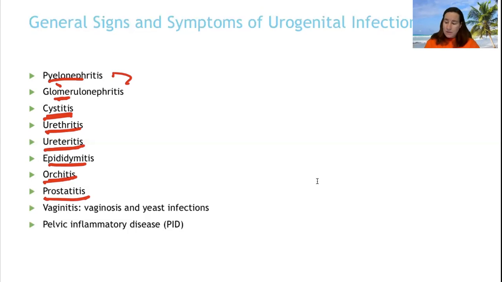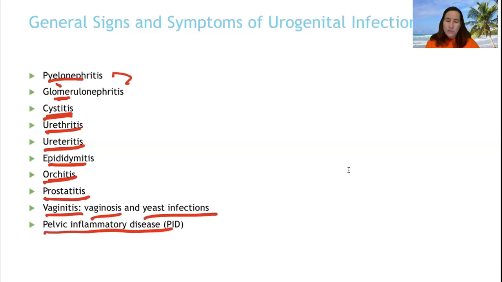Looking at females, vaginitis. If we are talking about vaginitis, that is any kind of inflammation going on in the vagina. So if it is inflamed, that's vaginitis. If it is inflamed for a specific reason, if we're talking bacterial, vaginosis. Vaginosis would be a bacterial infection, bacteria causing that infection on the vagina. If it's not bacterial and it's fungal, then it's a yeast infection.